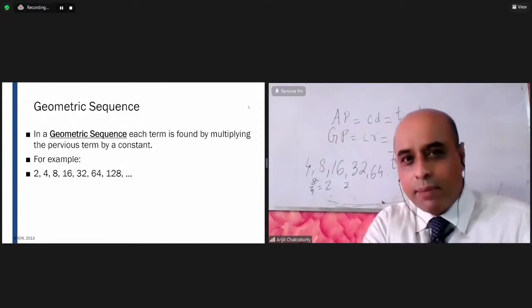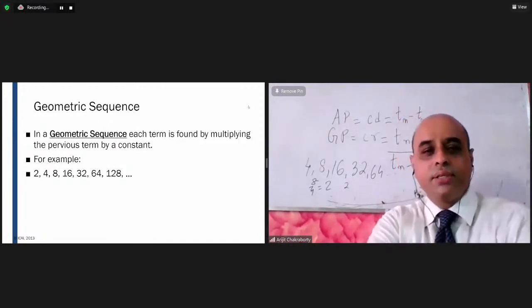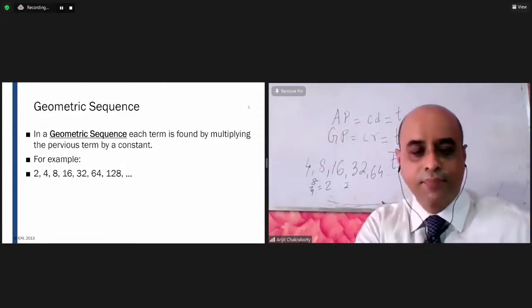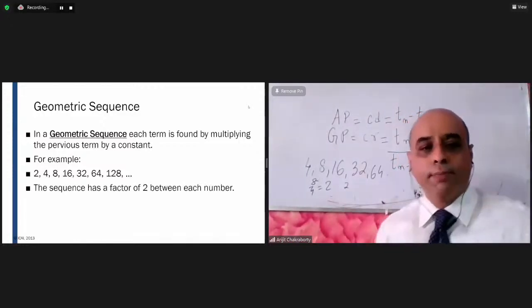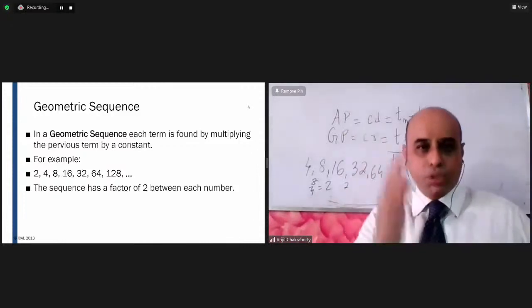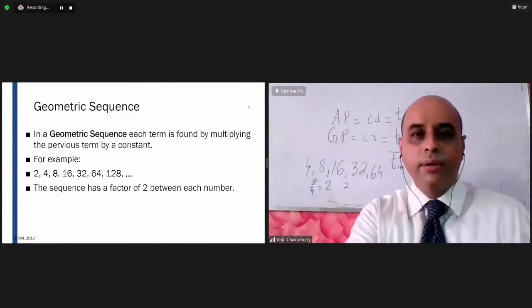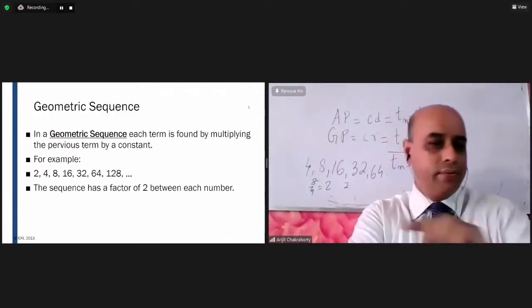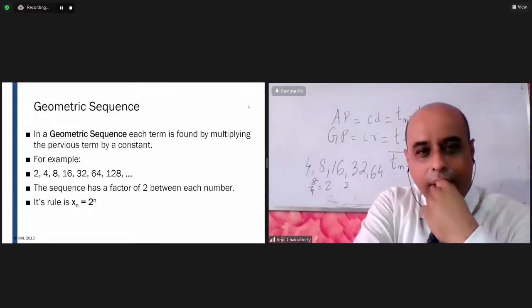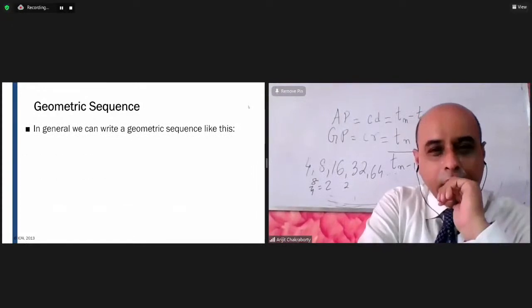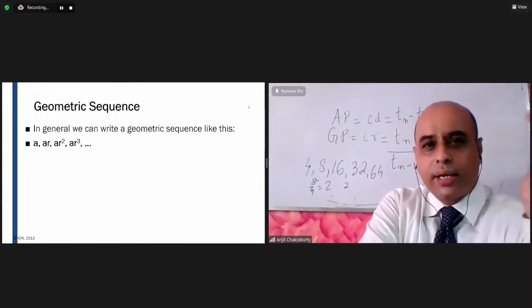So in this example, 2, 4, 8, 16, 32, 64, and 128, we can see that the common ratio is 2, because we are multiplying each of the numbers by 2, and we are getting the next term or the next member in the series. So this is basically the rule. Now we can write a geometric series like this.